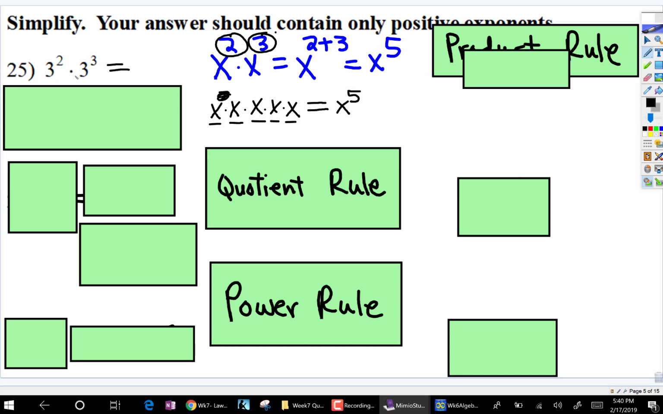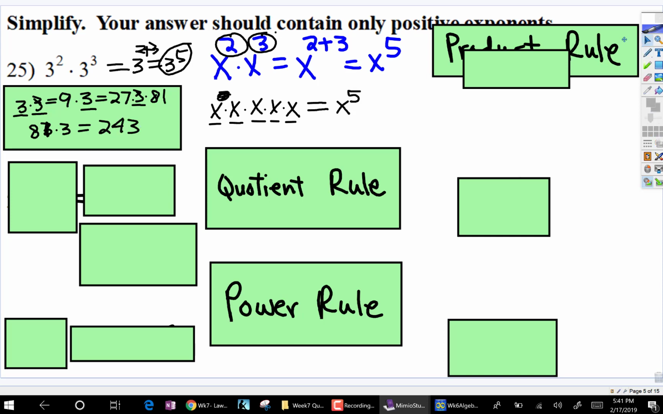So 3 squared times 3 cubed, they're the same base. So 2 plus 3 equals 3 to the 5th. Now, because 3 to the 5th is a number, we could actually simplify that. You could do that with your calculator. Or 3 times 3, that's 2 of them, that's 9, times 3 is 27, times 3 is 81. So we have 1, 2, 3, 4, so 81 times 3 is 243.